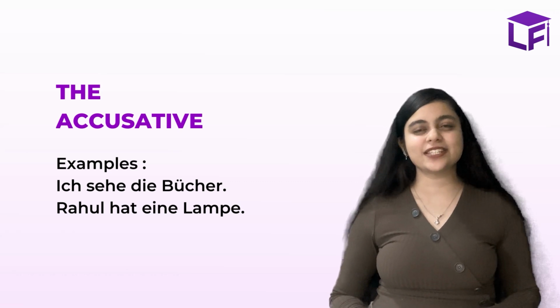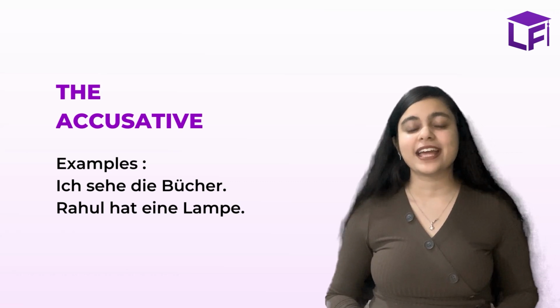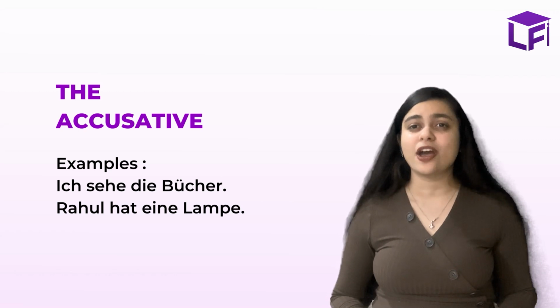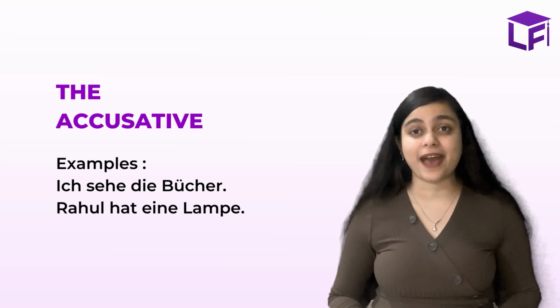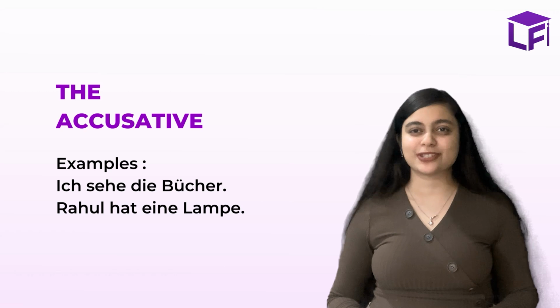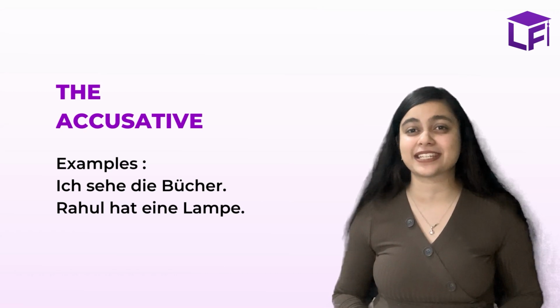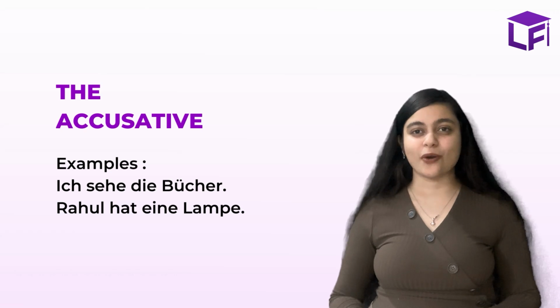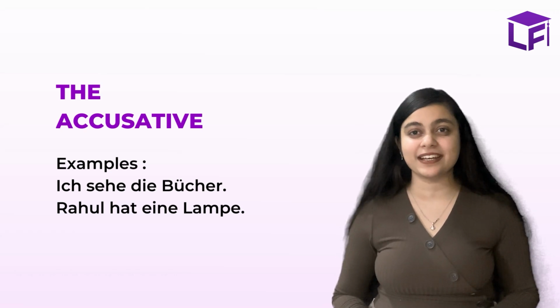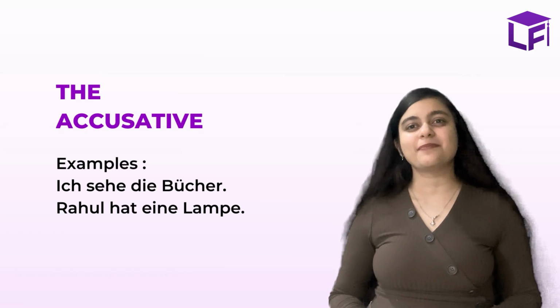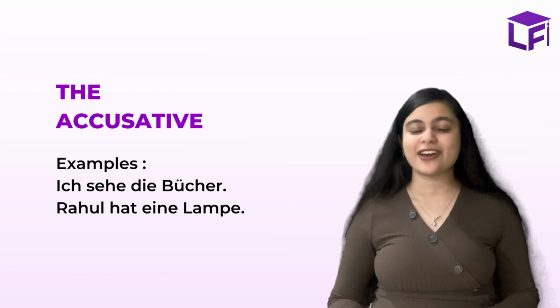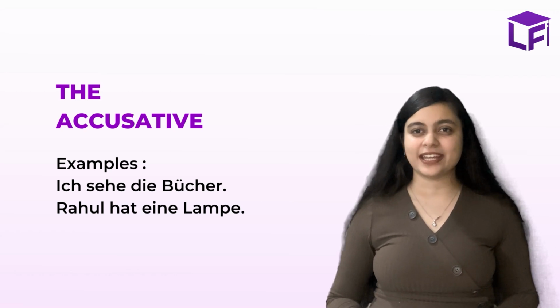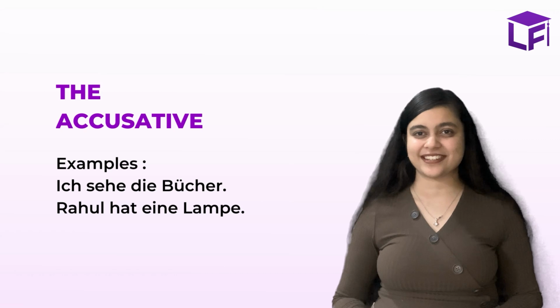So, since we've identified the verb here, let us now understand who is being impacted by the verb. So, the lamp is being impacted, isn't it? Because Rahul has the lamp. So, eine Lampe or a lamp becomes your accusative case or your direct object, as we say in the English language.